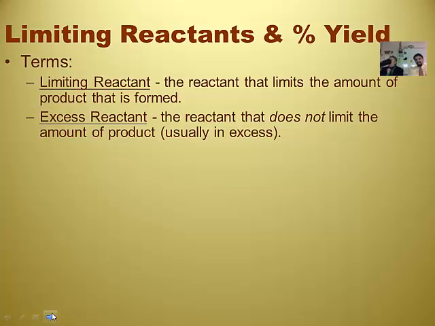The excess reactant is the reactant that does not limit the amount of product. So that's the one that we got plenty of. That was the cheese. We had a lot of cheese left over, didn't we? That was the excess. The bread limited us.